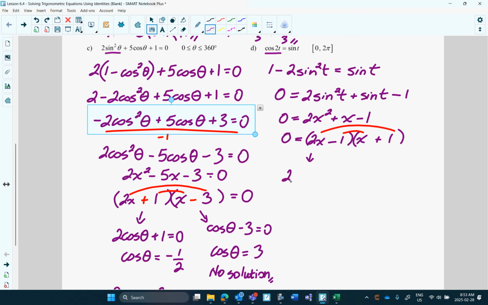So we've got 2 sine t minus 1 equals 0, and we've got sine t plus 1 equals 0. Therefore, sine t is going to be positive 1/2, and sine t is going to be -1. We are back in radians.